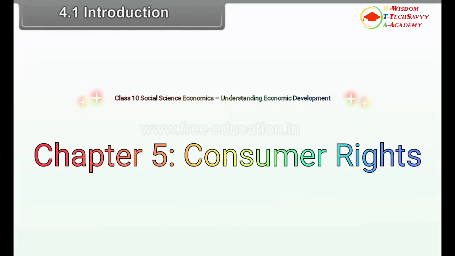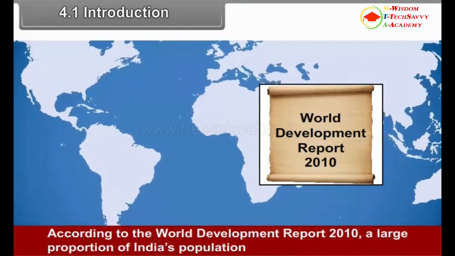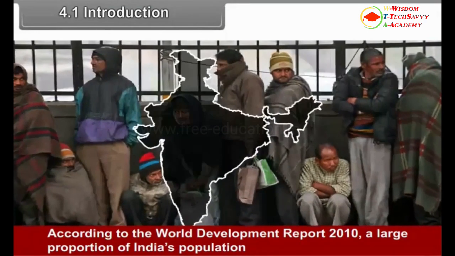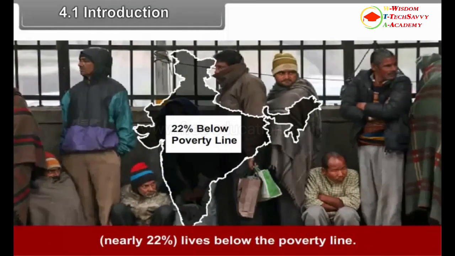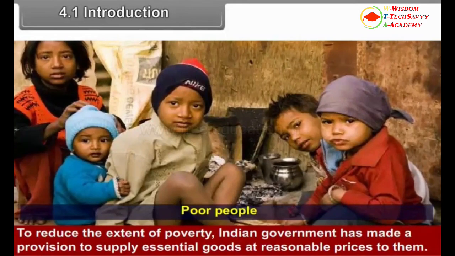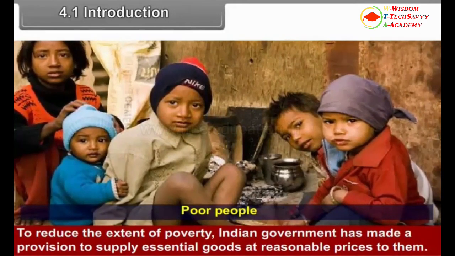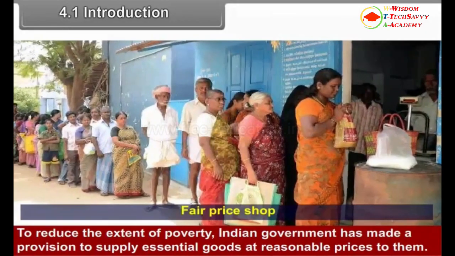4.1 Introduction. According to the World Development Report 2010, a large proportion of India's population lives below the poverty line. To reduce the extent of poverty, the Indian government has made a provision to supply essential goods at a reasonable price to them.